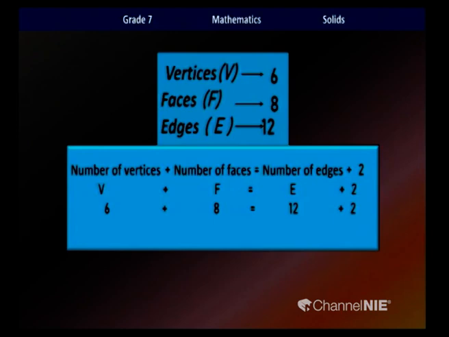We will substitute the values. Number of vertices is 6, number of faces is 8, number of edges is 12. So we will say 6 plus 8 is 14, 12 plus 2 is also 14. Now my left hand side is equal to my right hand side.